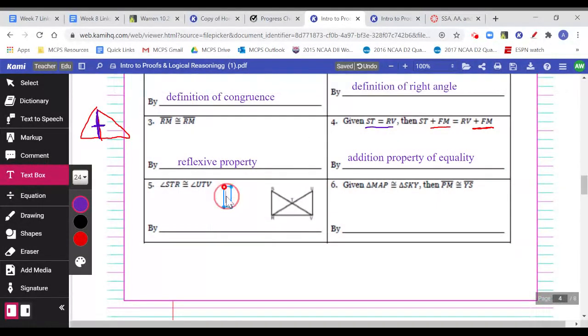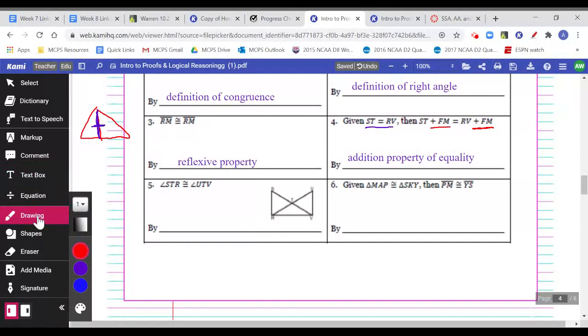This next one makes this claim. It says that angle STR, so I'm going to go ahead and draw that in. Okay, so angle STR, that's happening right there. So I know that the angle that I'm referring to is this angle right here, is congruent to angle UTV.